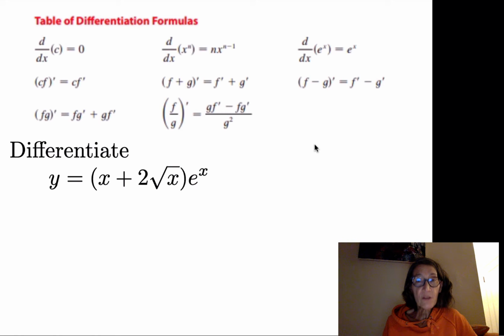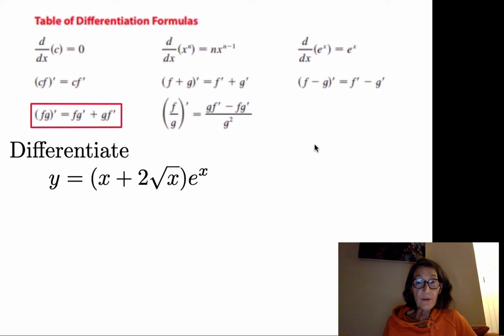Notice that the function that we're differentiating is a product of two functions. It's a product of x plus 2 times square root of x and e to the x. So we're definitely going to need the product rule. The product rule says when you differentiate the product of two functions, it's not quite as simple as just multiplying the two derivatives, f prime times g prime. Notice that it's a sum of two products, and each of the products contains a derivative. So it's f times g prime plus g times f prime.